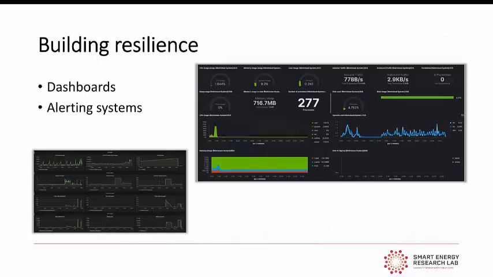So we have a number of dashboards and alerting systems that help us keep on top of the data flow. So what you've got here is just some sample screenshots from one of our dashboards called Grafana, which allows us to monitor how much data is coming in at any particular time and where thresholds might be that might incur some kind of alert and tell us to do something to fix the system.